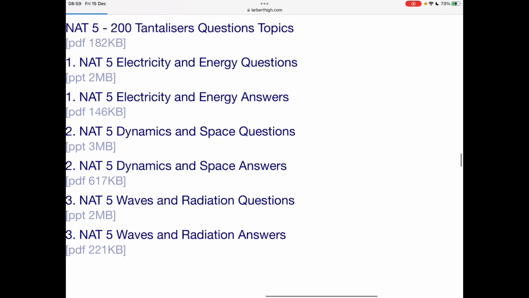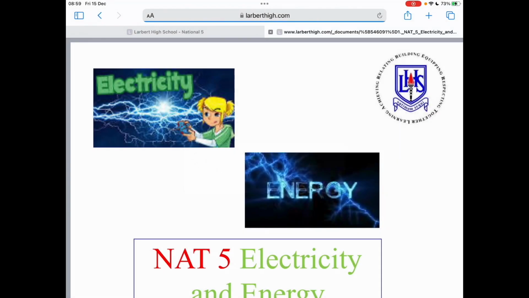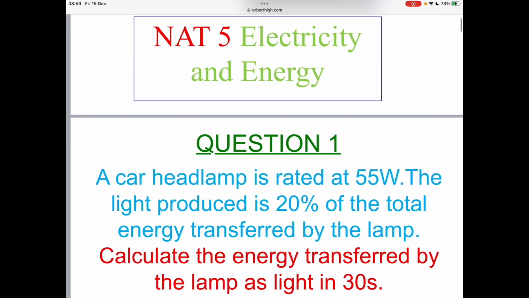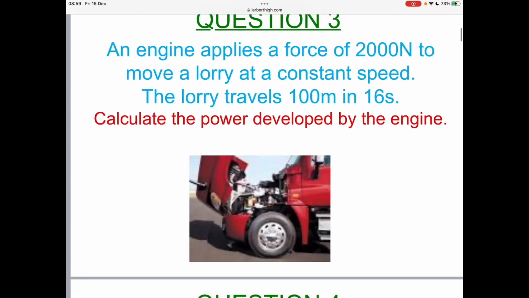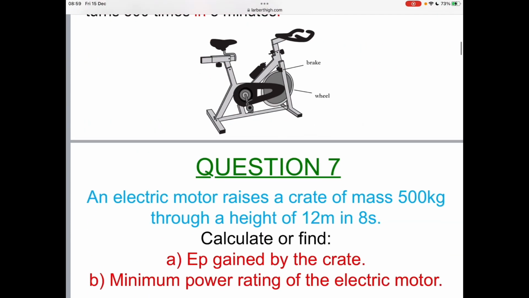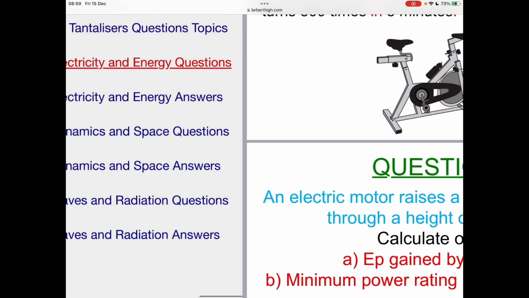Let's go back the way. So we'll review it. So electricity energy tantalizers, question 1, question 2, etc. There's a question on each slide, so you can print them off to use as flashcards or whatever you think might be useful for you.